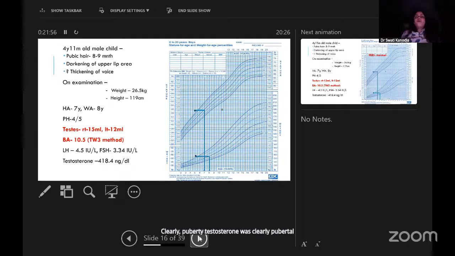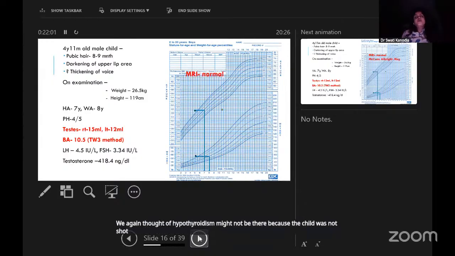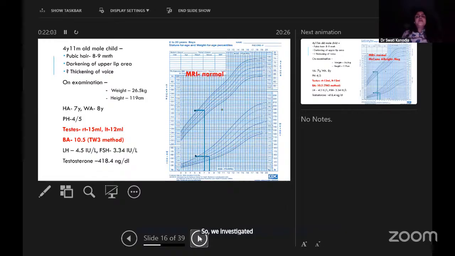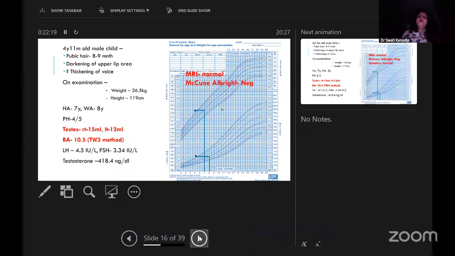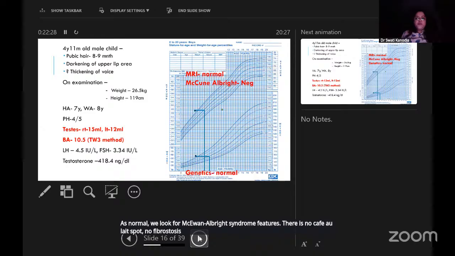We again thought hypothyroidism might not be there because the child was not short. So we investigated everything possible that we could. We checked the MRI because in boys, any boy who presents with early puberty has higher chances of having a pathological CNS cause behind it. So in every boy with precocious puberty, MRI must be done. It was normal. We looked for McCune-Albright syndrome features. There was no cafe au lait spot, no fibrous dysplasia. There was nothing we could find. We did genetics also, which turned out to be normal.